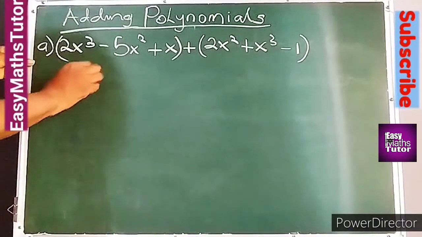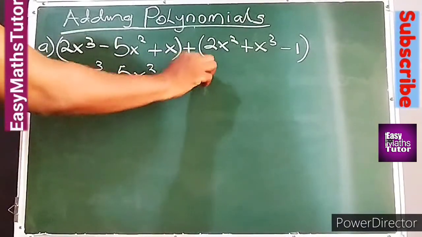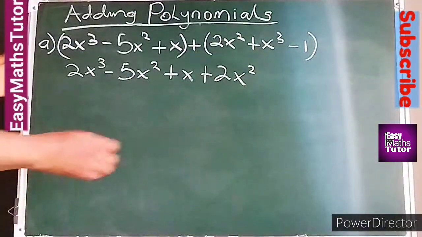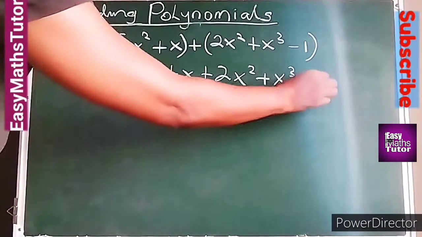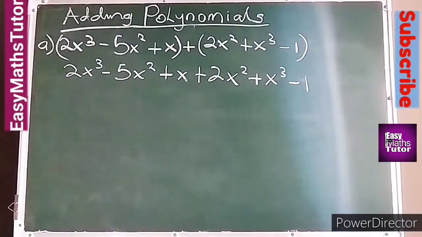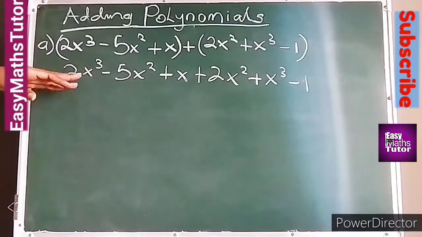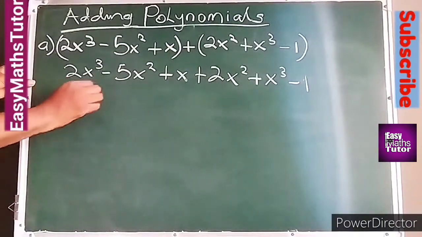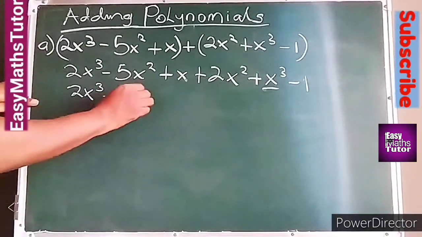So we'll have 2x cubed minus 5x squared plus x plus 2x squared plus x cubed minus 1. We're going to arrange these according to your like terms. Each term has to have the same variable with the same power. So we'll arrange all the terms that have x raised to power 3 together. So we'll say 2x raised to power 3 plus x raised to power 3.